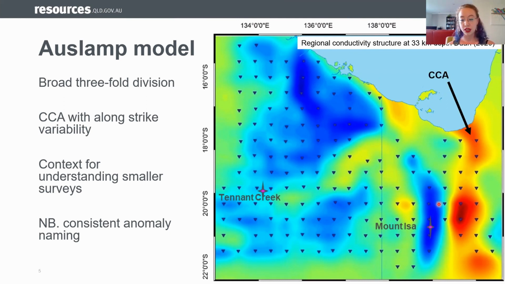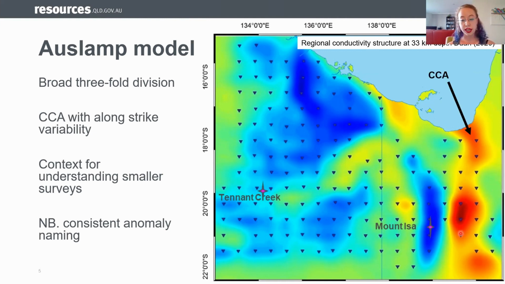It just gives us a nice simple place to start and try and understand some of these higher resolution surveys. We've got this beautiful linear resistive chunk in the middle of Mount Isa, and then on either flank we've got a conductive anomaly. Throughout the talk, resistive will be blue and conductive will be red. This conductive anomaly down the western side of Mount Isa is nowhere near as strong as the one down the eastern side.